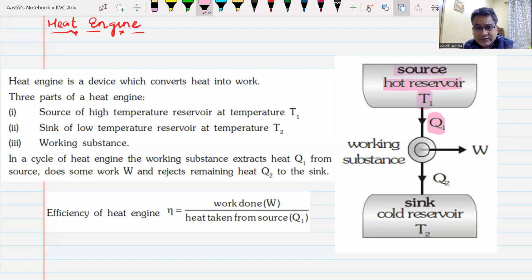Now, because of that heat, what happens? The piston of the engine moves up and down, and that is what rotates your wheel. Yes or no? That is your work output that you are getting. Do we understand this?